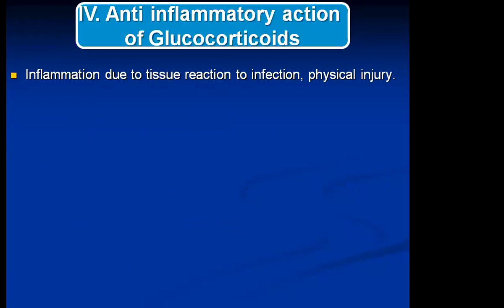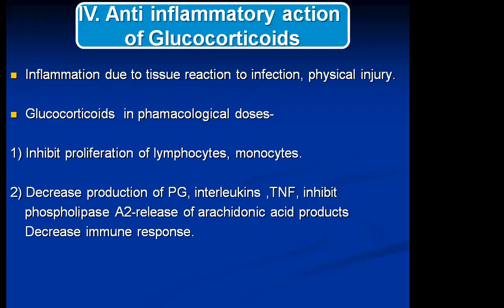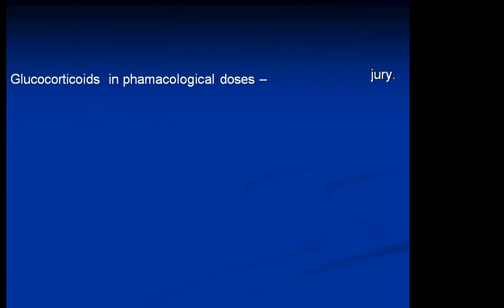We are also seeing the anti-inflammatory actions of glucocorticoids on tissue reaction due to infection and physical injury. In pharmacological doses, it inhibits proliferation of lymphocytes and monocytes, and decreases production of prostaglandins and interleukins. All these factors will decrease the immune response. It also will decrease capillary permeability, and therefore it will also lead to a decrease in any edema or swelling.